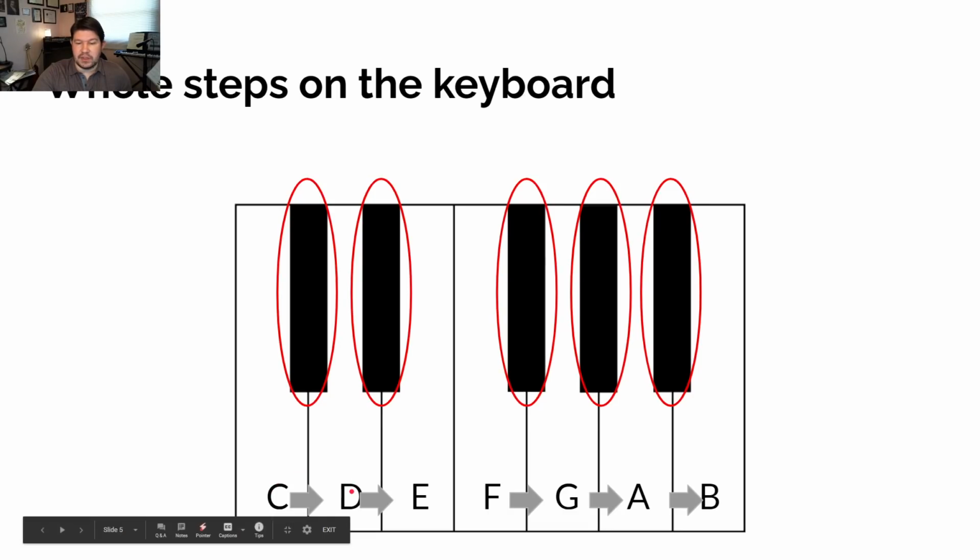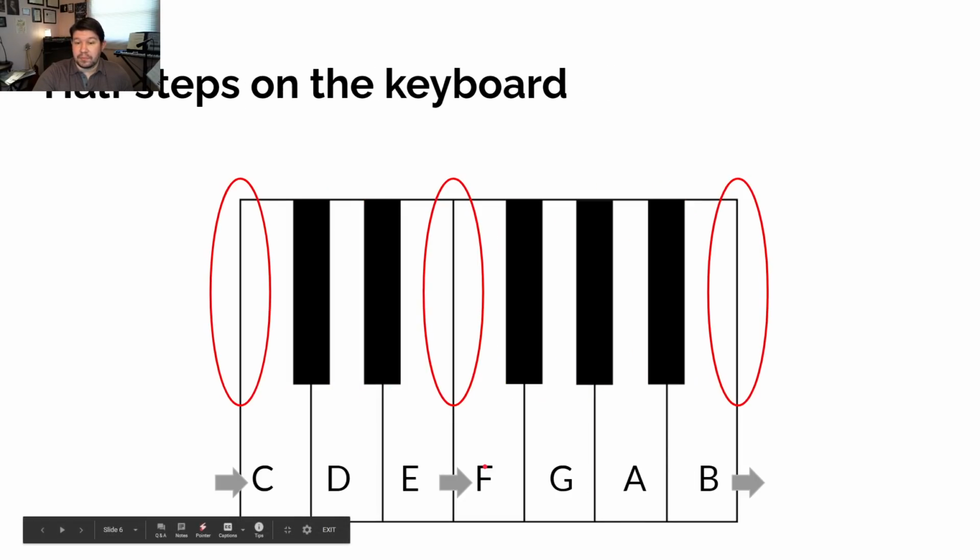So C to D, D to E, F up to G, G to A, and A to B. Now, remember, E to F does change letters. However, there is no half step between those. It's very similar to B to C. There is no half step there. So those are not whole steps, even though they change letters. It's a general rule. There are some exceptions to it, so we just have to remember that. Okay?